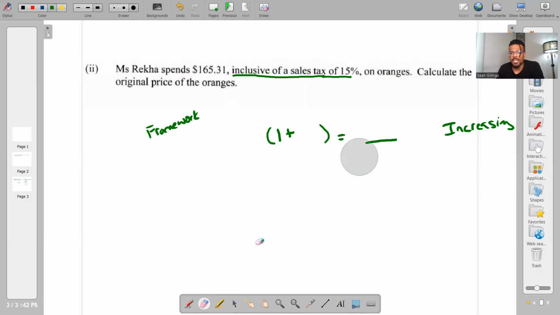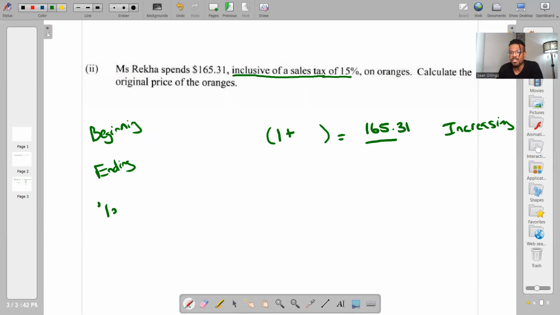So now let's do it for this example here. We have to identify the three things we need for this framework: we need our beginning, we need our ending, and we need our percentage that's going to happen, percentage increasing, percentage decreasing, whatever the case might be. Now, this person spends 165 inclusive of the tax. So that's how much money you're going to pay when you're at the register. So that's going to be your ending, because that's what is going to be paid out.